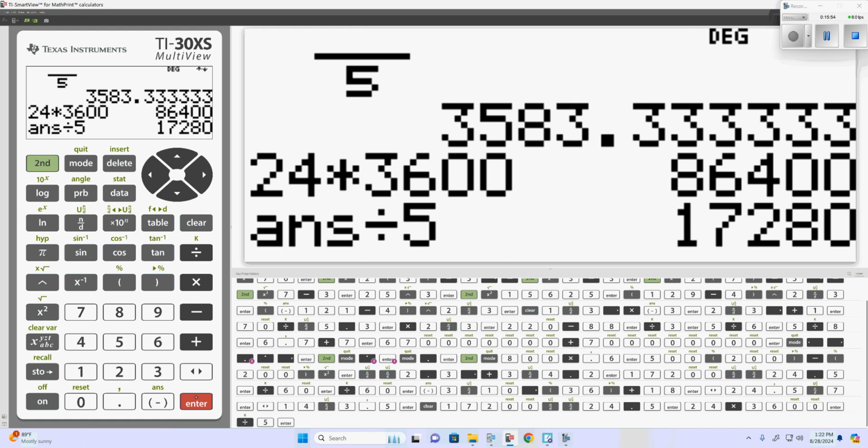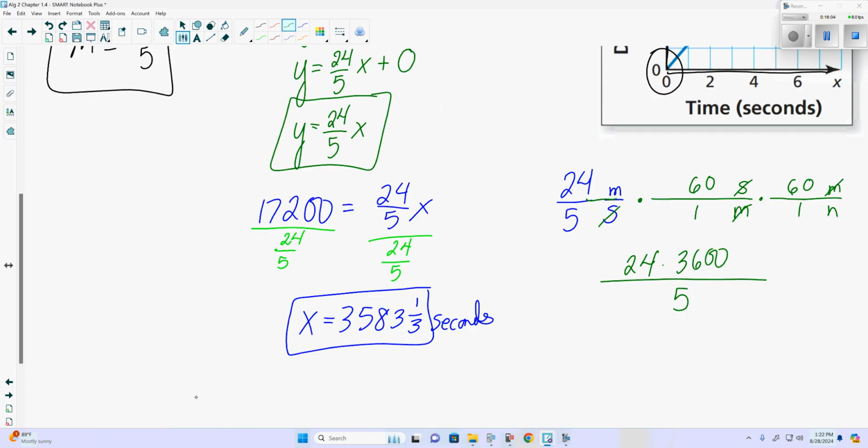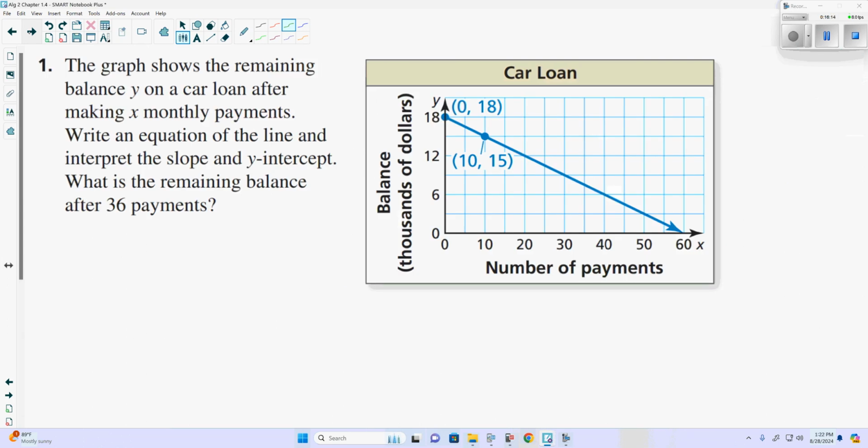So it's approximately traveling at 17,280 miles per hour. Quite fast. Questions on this here? We feel good about this here? We ready for the next one?